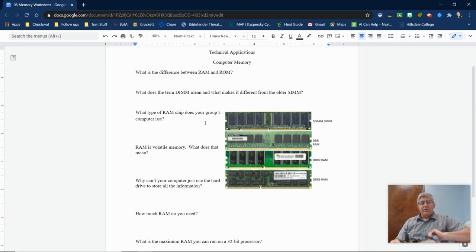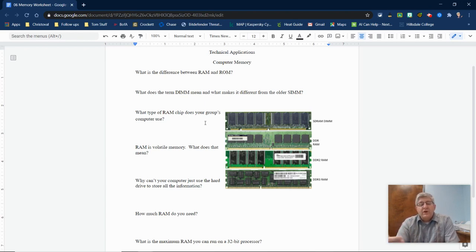So finding the type of RAM is really a matter of looking at those slots, but I'm going to tell you an easy way to do that in a second. So we call RAM volatile memory. Oh, I'm sorry, what type of chip do you use? These have DDR2, not DDR3. I wish they were. These are older computers. So RAM is volatile, meaning if you turn the power off, all the memory goes away.